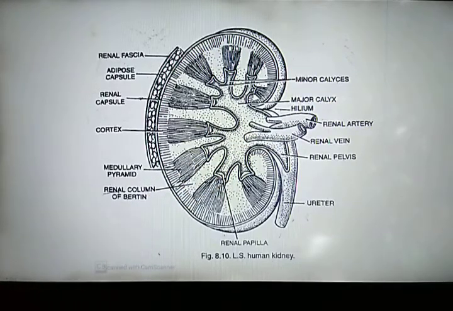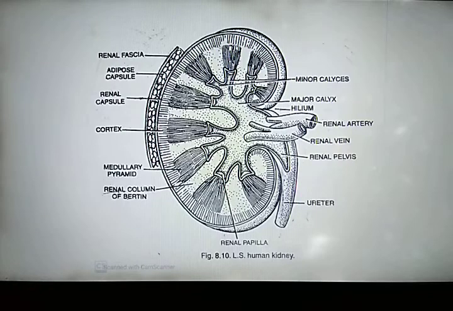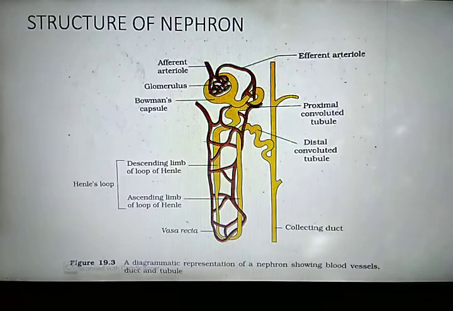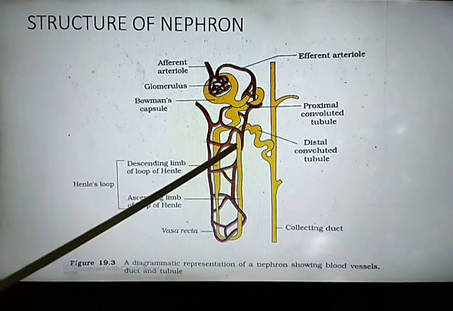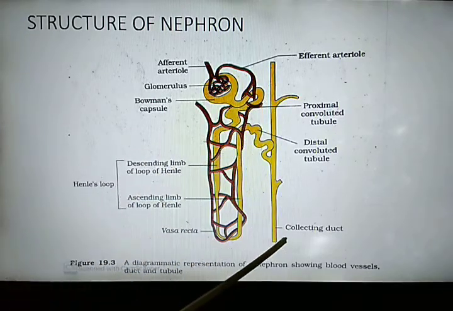Now we will study about nephron. What are nephrons? Nephrons are structural and functional units of kidneys. Each kidney contains nearly 1 million complex tubular structures called nephrons. Let's study about the structure of nephron. In your class 10th, you have studied about the structure of nephron. It consists of glomerulus, Bowman's capsule, loop of Henle, and collecting duct.